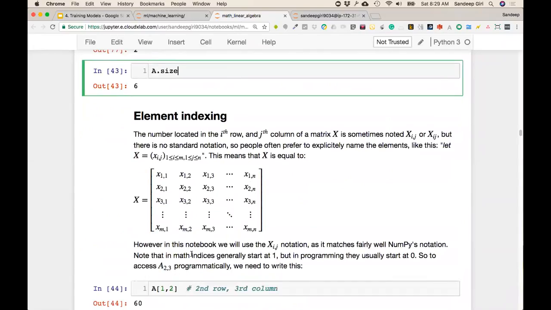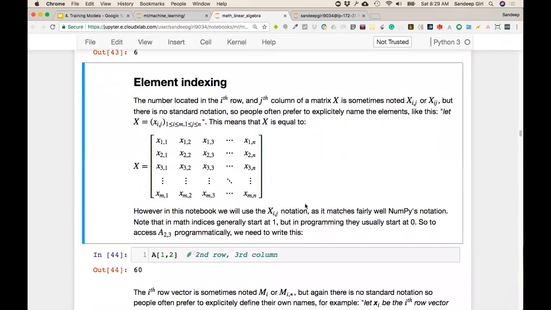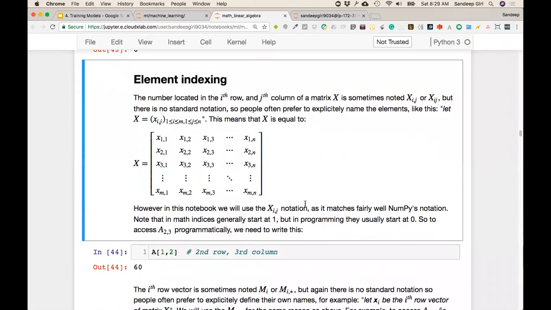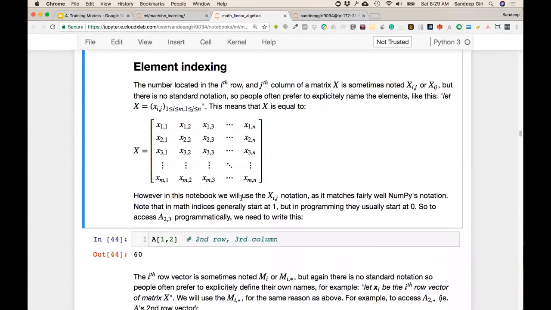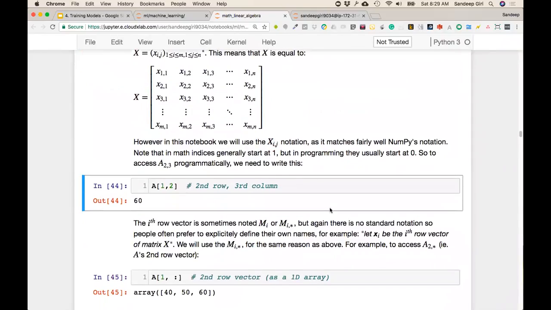We can always access any element in the matrix. The way we represent it generally is by row and column. So this is x11, x12, x13, and so on, right? All right, so this is the general notation. We're going to use this kind of notation, and the same notation is NumPy's notation as well. So we're going to use Xij, and to access anything in the matrix in NumPy, we're going to use things like that.